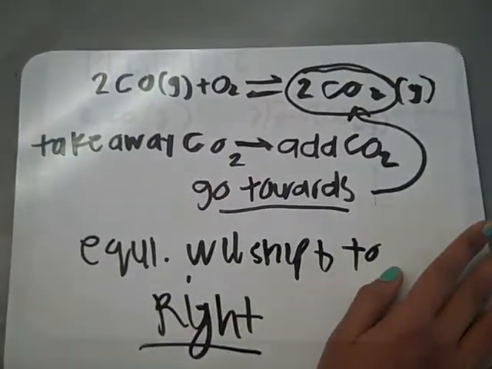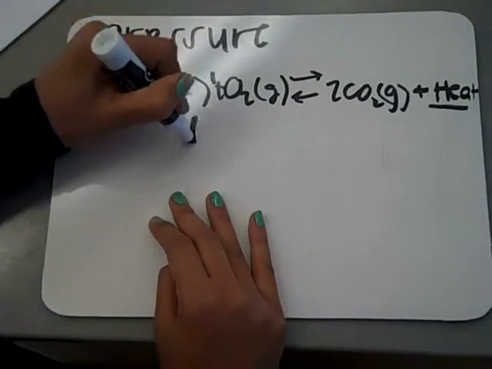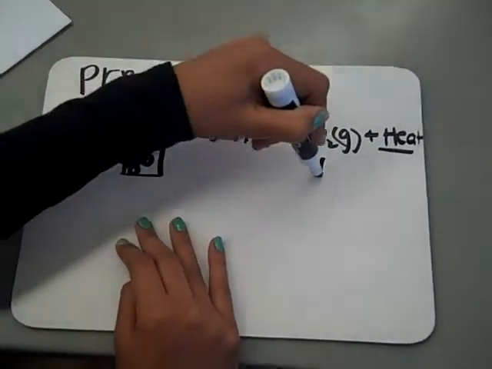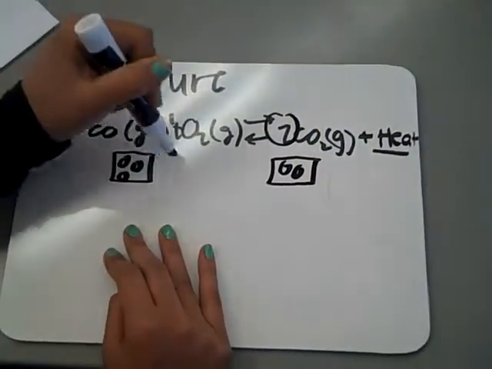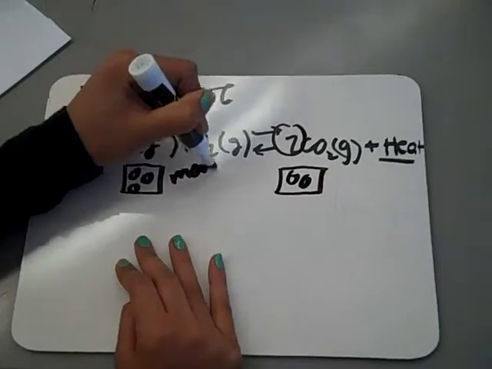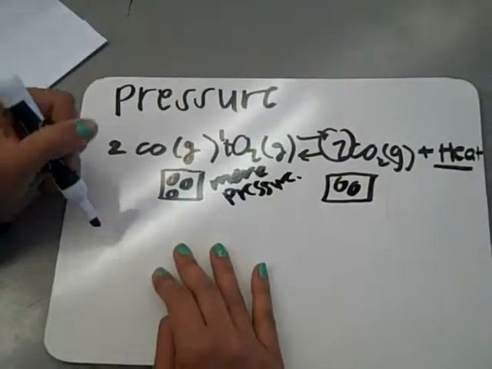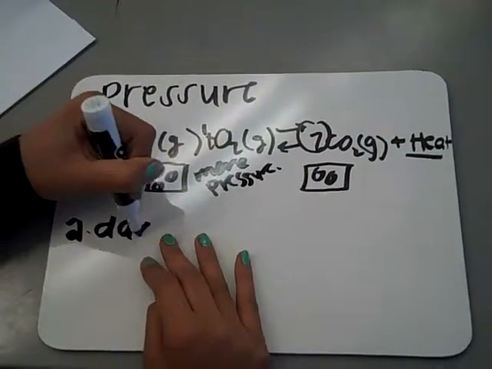So what do we do with pressure? For pressure, you have to imagine as if there's a little box containing the moles of the particles. So on the left side, there's 3 because there's 2 under CO and 1 under O2. And on the right side, there's only 2 because there's only 2 COs. So the left side has more pressure because there's more molecules in the little box.